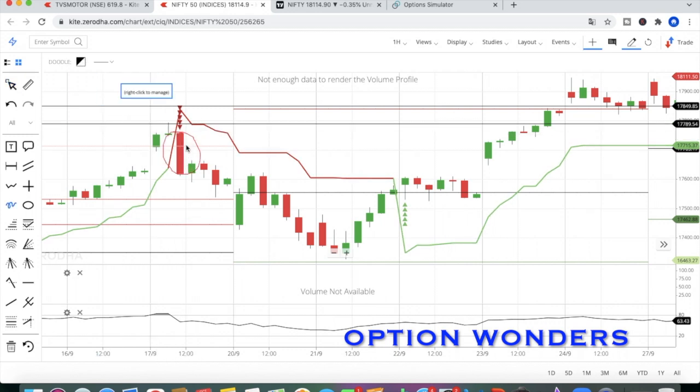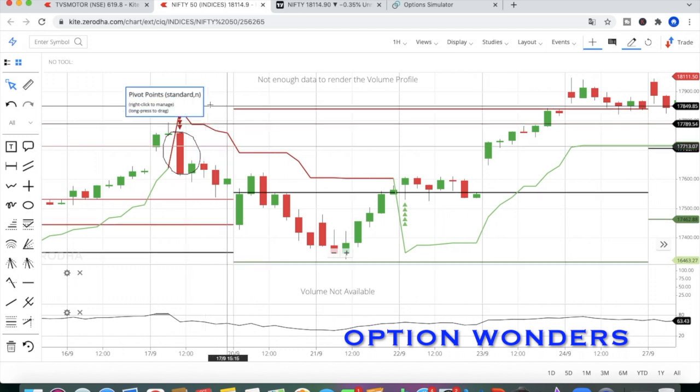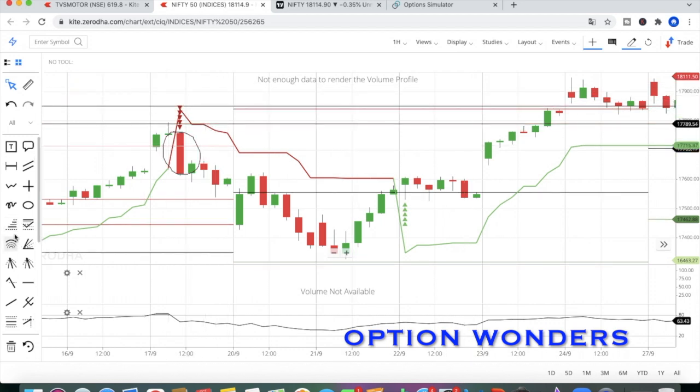So this is our confirmation candle, and once we are entering the trade, let's see what happens. Okay, so what will be our strike price? Our strike price will be 17,786, so let's take 17,800. We have got our strike price: 17,800. And now let's see what will be our stop loss.